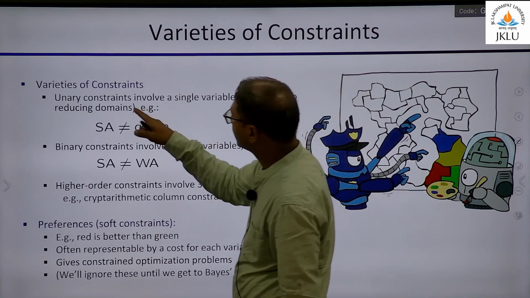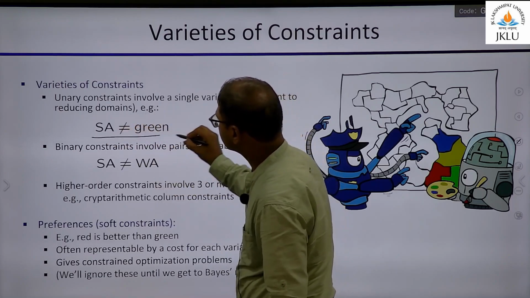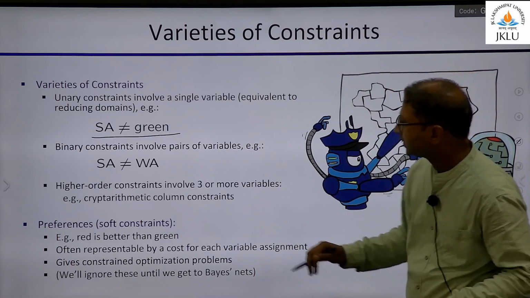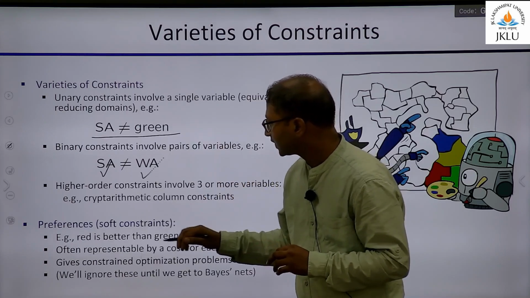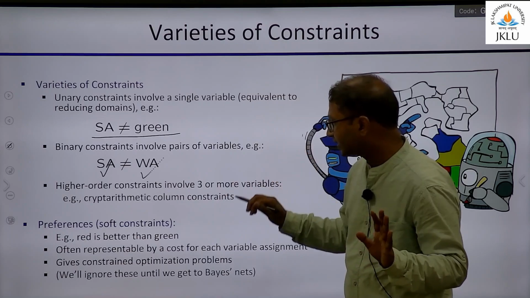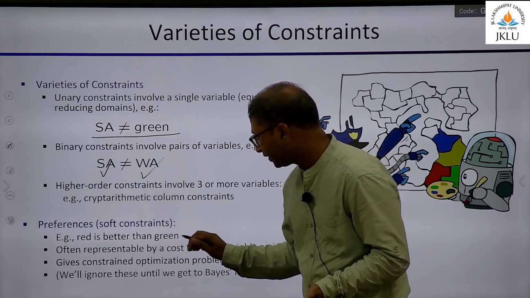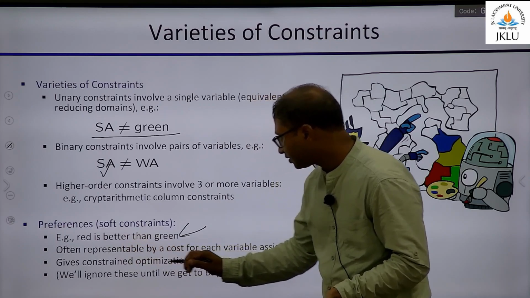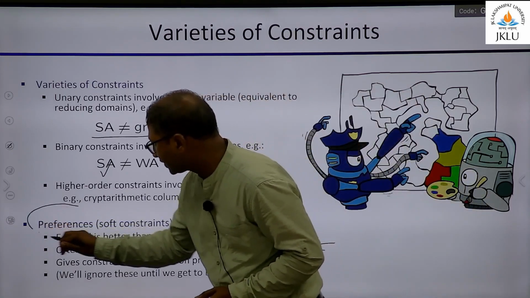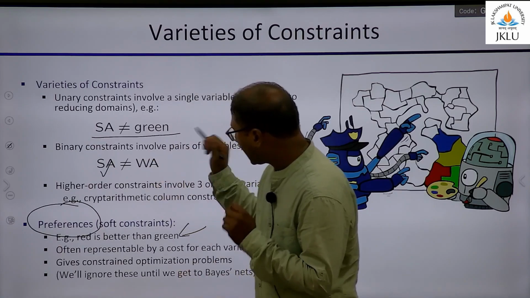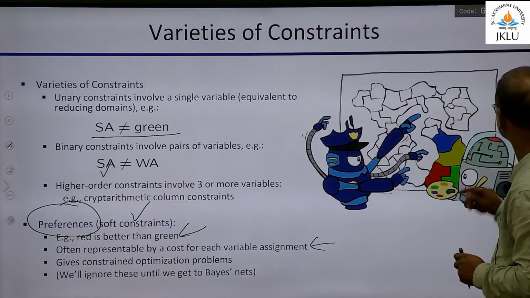Varieties of constraints. Unary constraints involve a single variable, equivalent to reducing domains. For example, South Australia cannot be green. Binary constraints: South Australia cannot be the same as Western Australia. Higher order constraints involve 3 or more variables. Okay. Preferences: you can have preferences. You prefer red over green. Often representable by a cost for each variable assignment. So basically, apart from these hard constraints, you can have some soft constraints, that I want it in this manner. Okay.